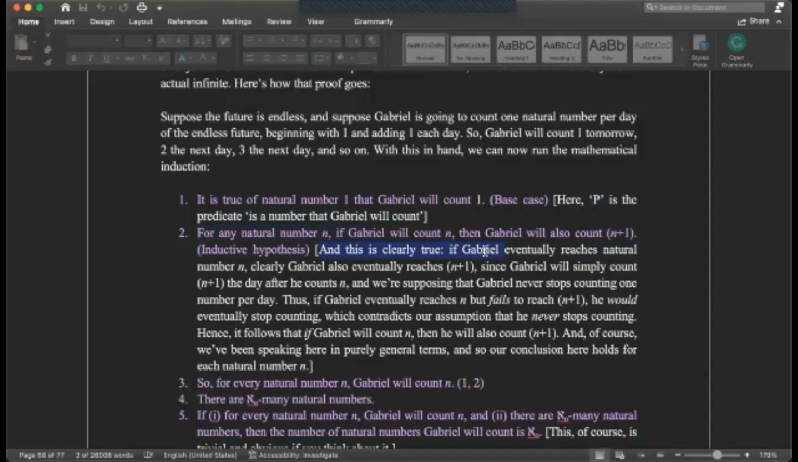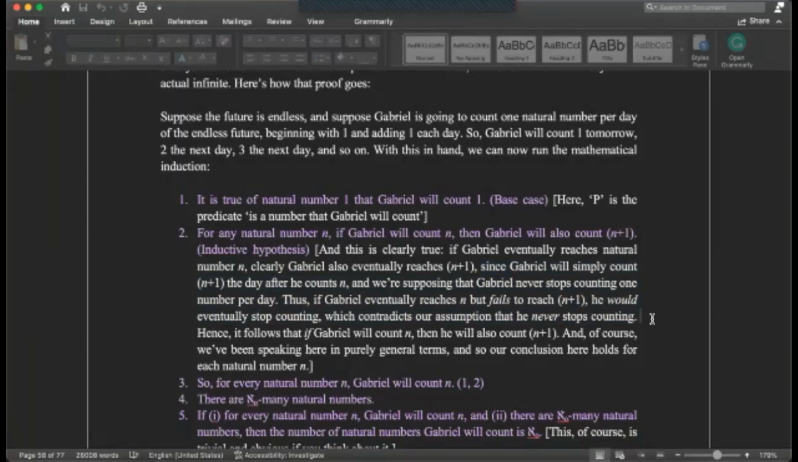And this is obviously true, right? If Gabriel eventually reaches natural number n, clearly Gabriel also eventually reaches n plus 1, since Gabriel will simply count n plus 1 the day after he counts n. And we're supposing that Gabriel never stops counting one number per day. Thus, if Gabriel eventually reaches n but fails to reach n plus 1, he would eventually stop counting, which contradicts our assumption that he never stops counting. Hence, it follows that if Gabriel will count n, then he will also count n plus 1.